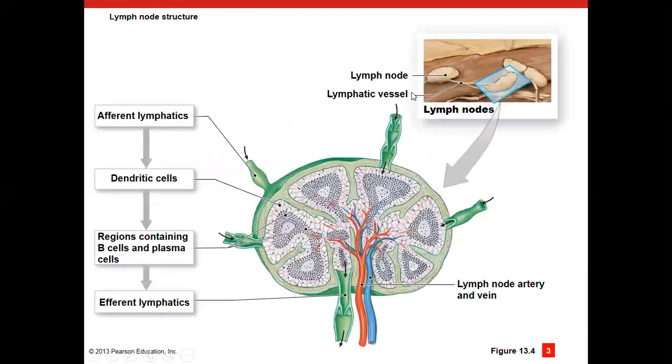So here's a lymph node. So basically from lymphatic vessels, you send lymph fluid into a lymph node. It gets filtered in the lymph node and then sent back out of the lymph node by what's called an efferent lymphatic vessel. So you've got afferent lymphatic vessels headed into a lymph node, and then efferent lymphatic vessels headed out of the lymph node. So once lymph has been filtered.